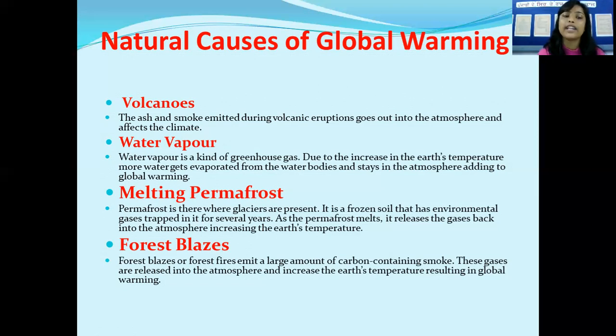Okay, the fourth point here you can see is the forest blazes. What are forest blazes? We can also term it as forest fires. Now, due to thunder and lightning, what happens? We have observed many times that forest fires occur. So what happens when forest fires occur? A lot of trees get burned, and they add a lot of carbon dioxide into the atmosphere. That is one of the natural causes of global warming.